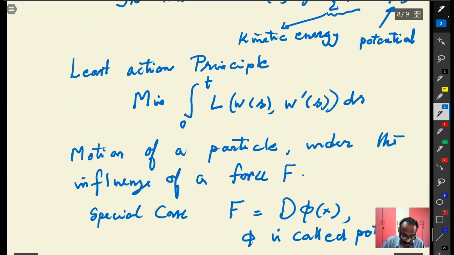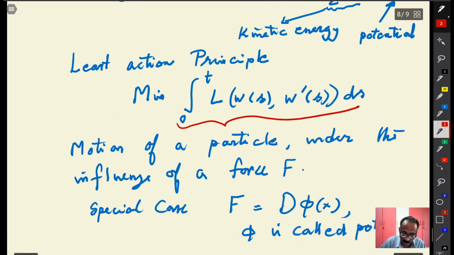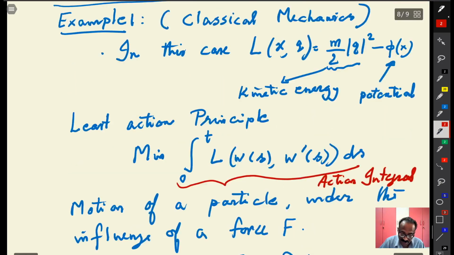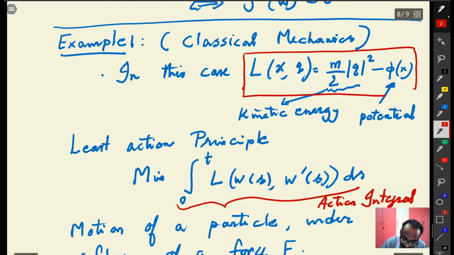So eventually you want to find the least action, and this is called the action integral. We will use the same terminology, action integral. So Newtonian mechanics is nothing but a very, very special case of a Lagrangian. What we are doing in the present study is a more general Lagrangian.